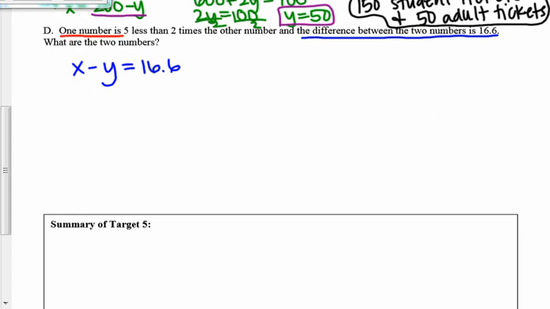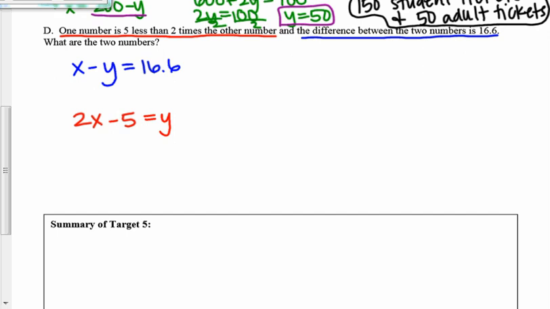one number is 5 less than 2 times the other number. So 5 less, that's just minus 5. It's the easiest thing I see. 5 less than 20 is 15. 5 less than 10 is 5. 5 less than 7 is 2. I'm just subtracting 5. So I'm going to say minus 5. I'm going to start there. And then 2 times the other number. So I'm going to say 2 times this number minus 5 is going to get me that number.